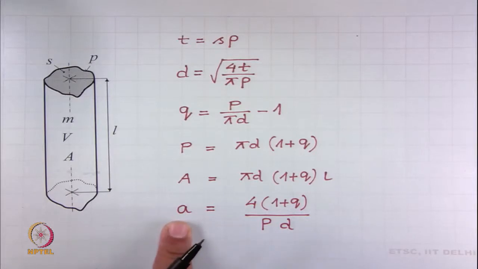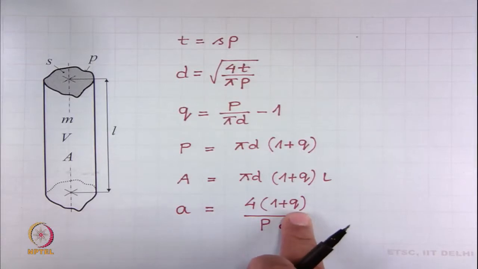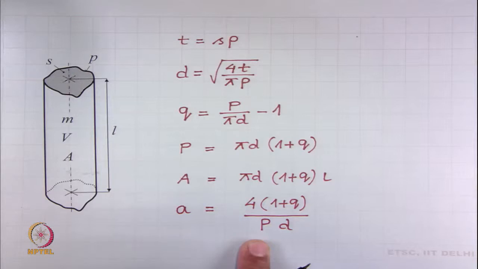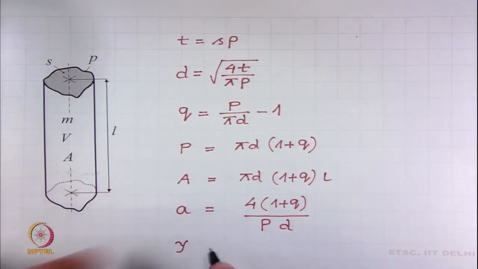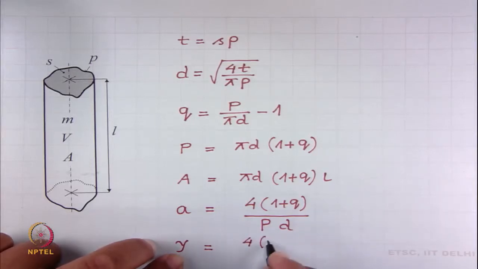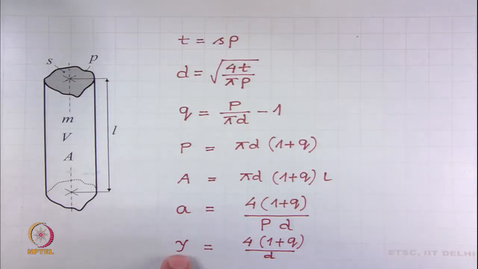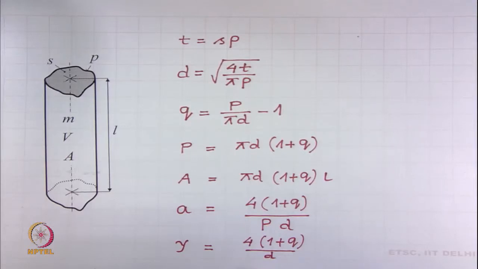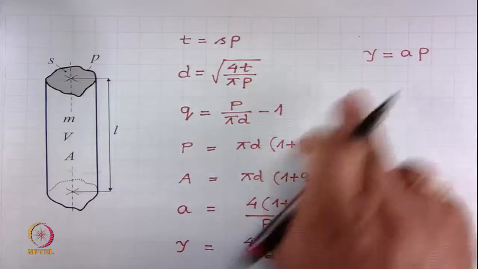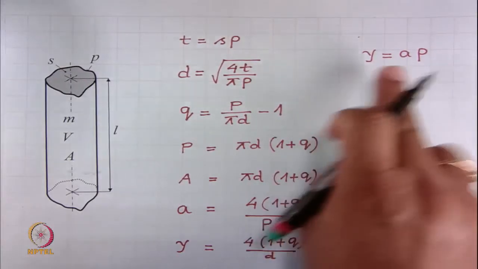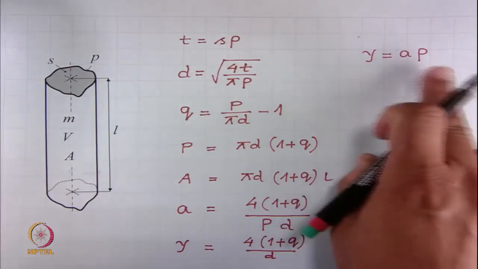So, here small a denotes fiber surface area per unit mass, Q denotes fiber safe factor, rho denotes fiber density, D denotes fiber diameter. Afterwards, we derived another relationship on fiber surface area per unit volume. That means gamma is fiber surface area per unit volume, Q is fiber safe factor, and D denotes fiber diameter. So, the relationship between gamma and small a is this. Here gamma denotes fiber surface area per unit volume, small a denotes fiber surface area per unit mass, and rho denotes fiber density.